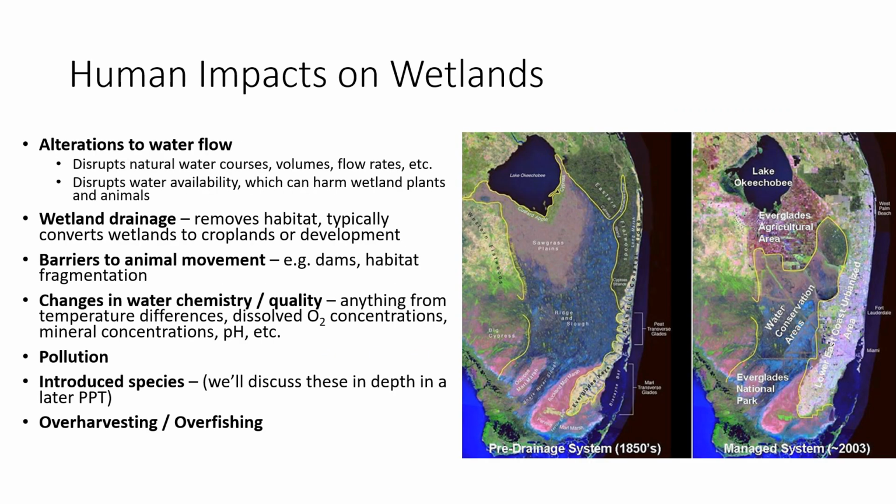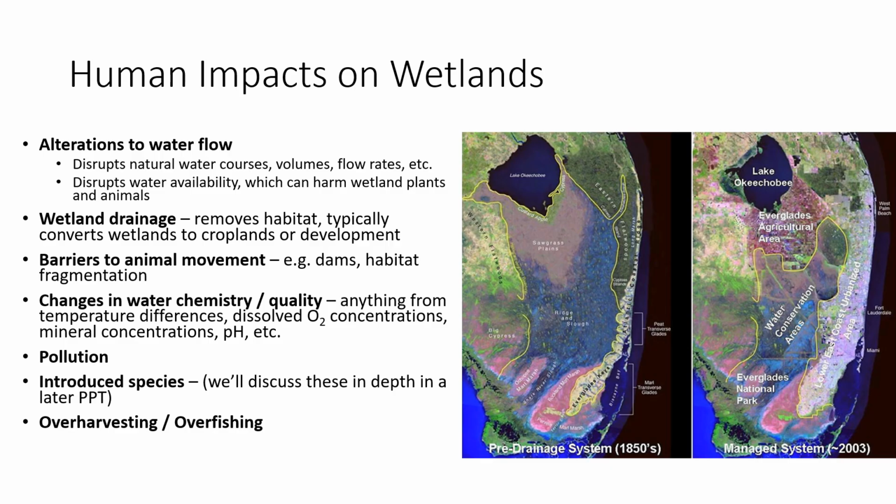Okay, so keep those natural services in mind, how we can benefit from wetlands as we go through the human impacts that we're having on wetlands. One of the biggest ones is alterations to water flow. So disrupting the natural course of the water, the natural volume, the natural rate, etc. Disrupting water availability, which can harm those wetland plants. If they're not getting the amount, the frequency, or the rate of water that they are evolutionarily adapted to, then they're going to suffer. Okay.